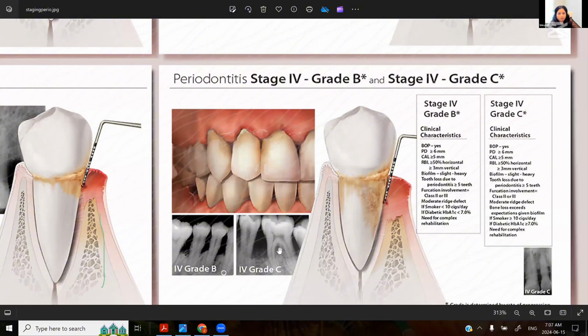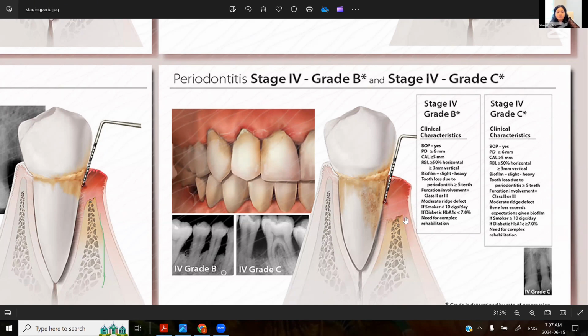And in this one, absolutely furcation involvement is seen. Right, Aarti? So probing depth would be greater than 6. Attachment loss would be greater than 5. Bone loss is more than 50% and vertical as well.